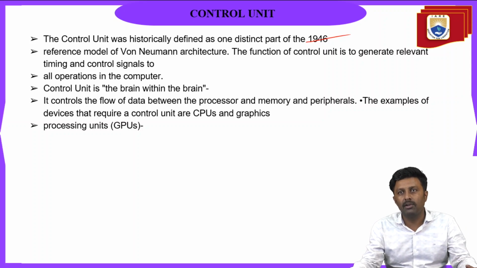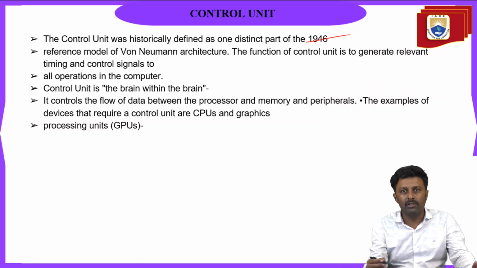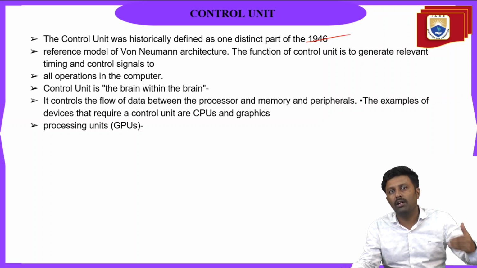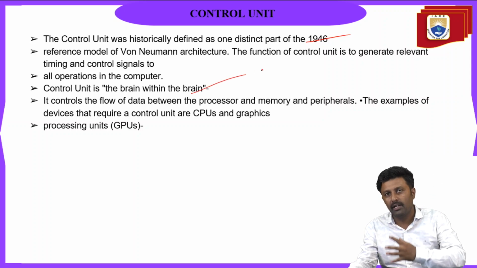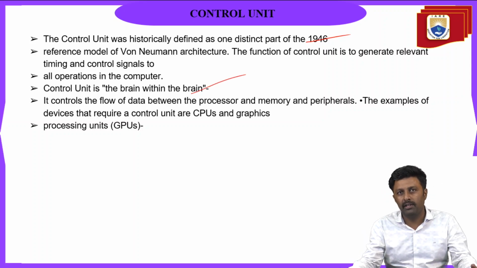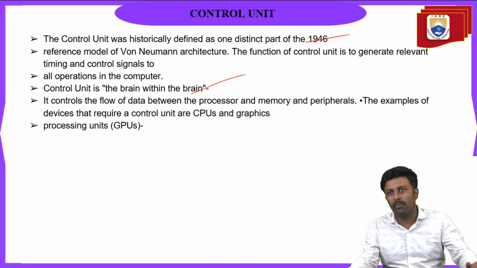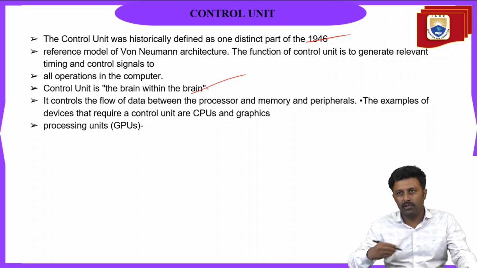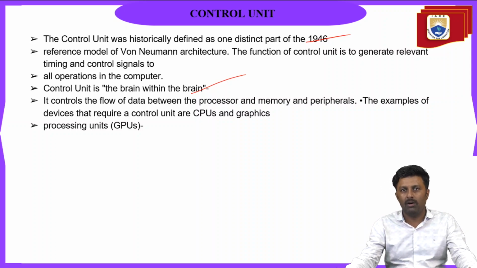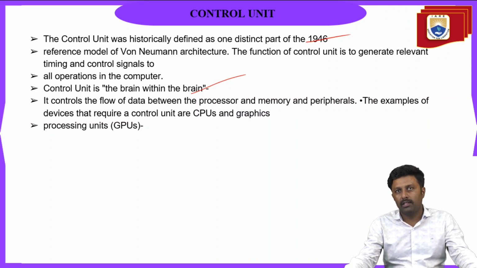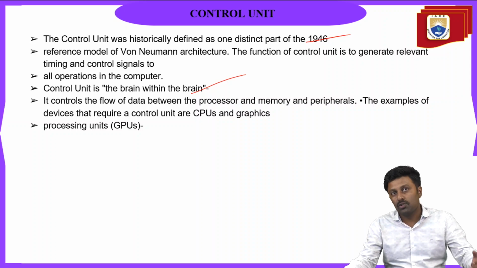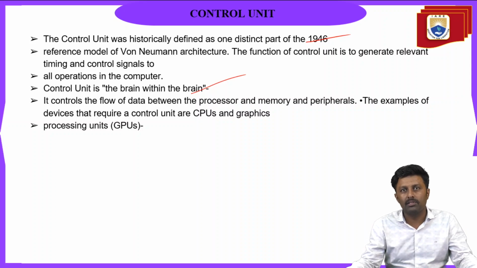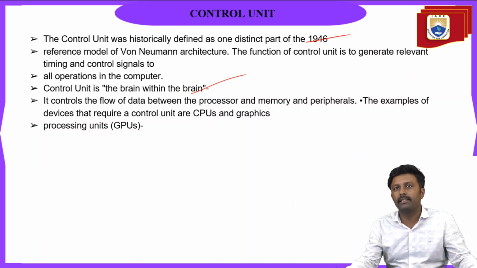The function of the control unit is to generate relevant timing and control signals for all the operations in the computer. That is the purpose of the control unit: it controls the complete operation of the computer, whether to start the operation or stop the operation. The design of a control unit plays a very important role. The control unit also controls the flow of data between the processor and the memory.